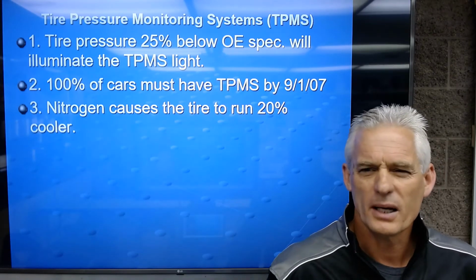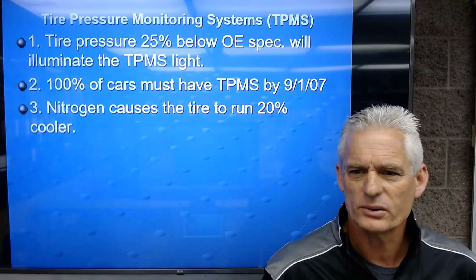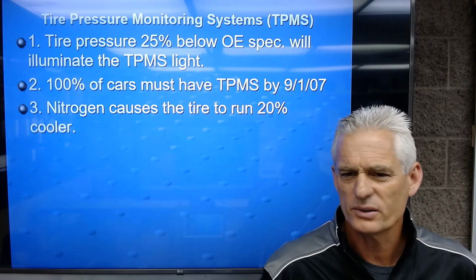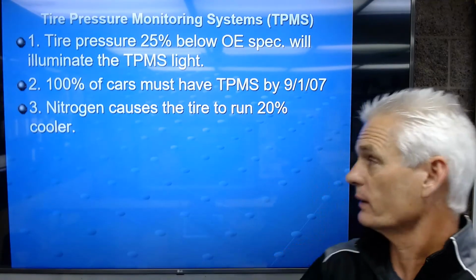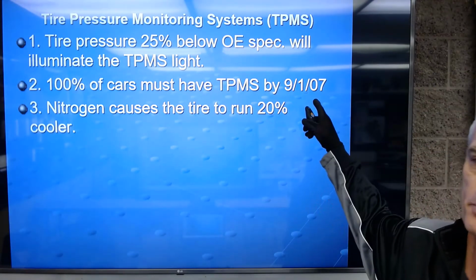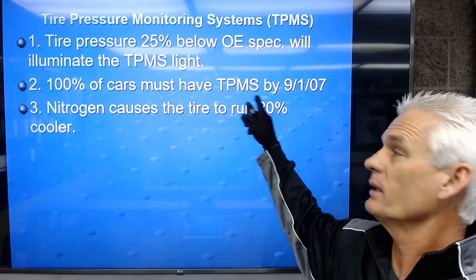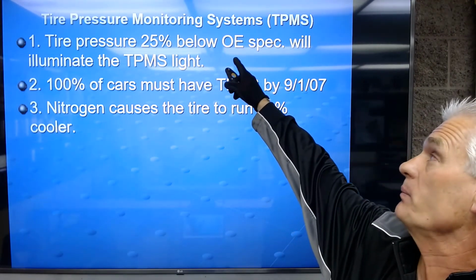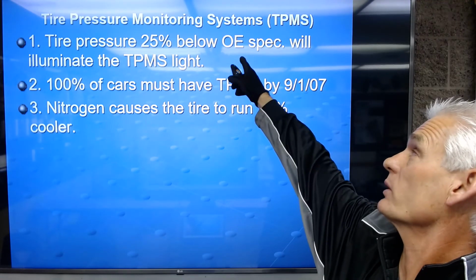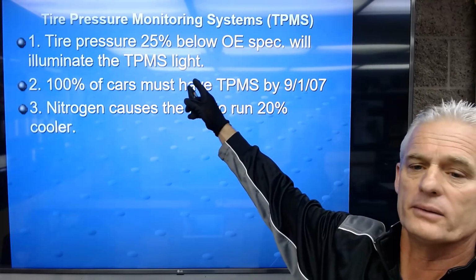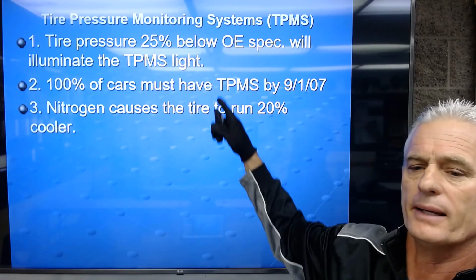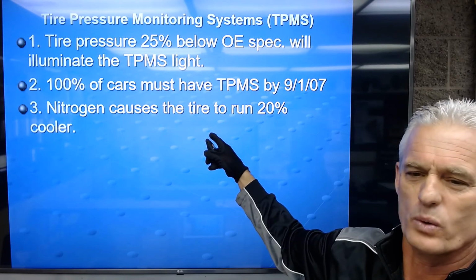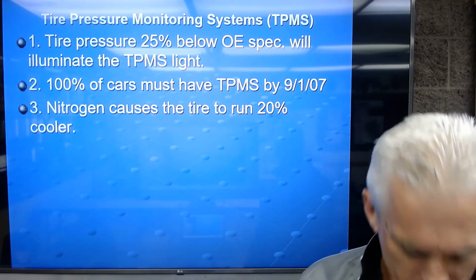Okay, just a couple of tire pressure monitoring notes. TPMS started in 2007. It was a federal regulation. 100% of cars must have TPMS by 2007. If the tire pressure gets 25% below OE, original equipment, specs, it'll turn on the TPMS light. And nitrogen causes the tire to run 20% cooler, just some miscellaneous things.